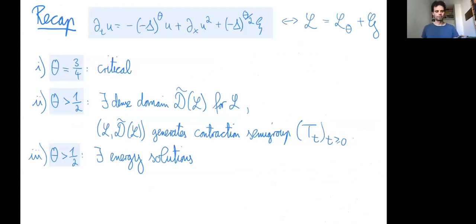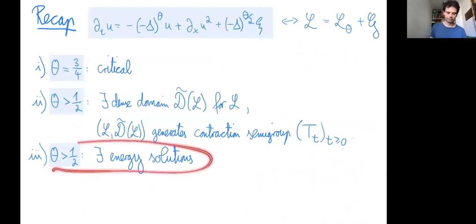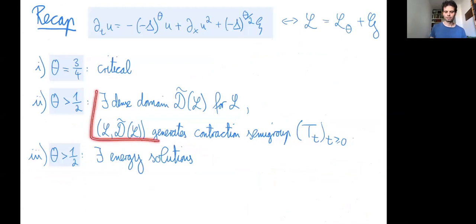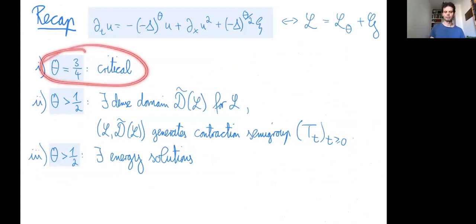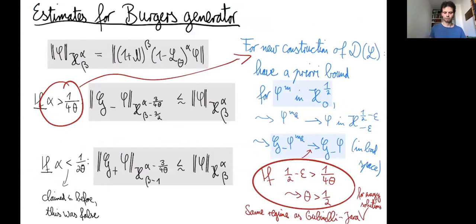Yeah, so let's summarize this. So we have exactly energy solutions for theta bigger than 1/2, and this dense domain and the contraction semigroup also for theta bigger than 1/2. And the equation is critical at theta equals 3/4, which you can see from these estimates. For theta equal to 3/4, we lose 1 degree of regularity from G, and we gain 1 degree of regularity from L theta if we invert it. So the two scale in the same way in some sense.